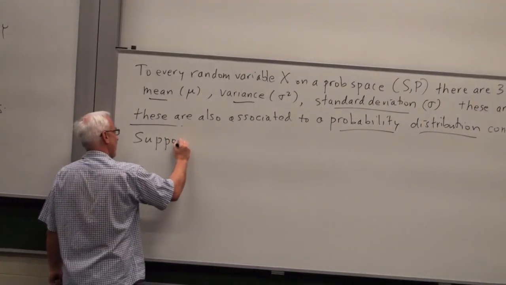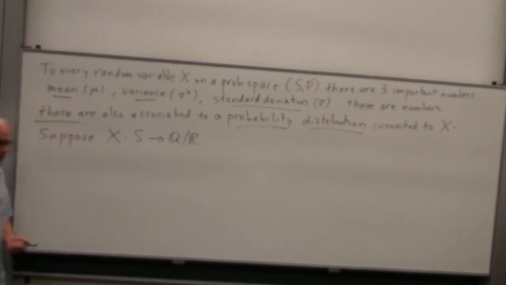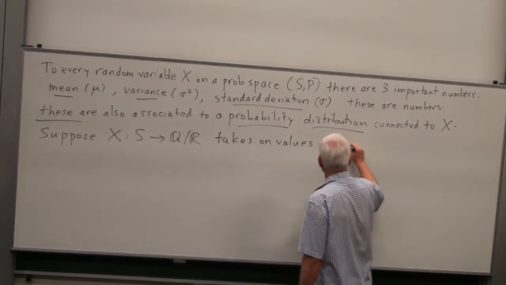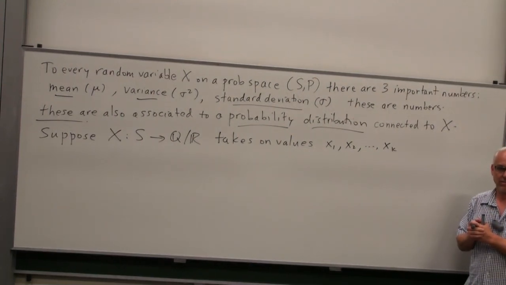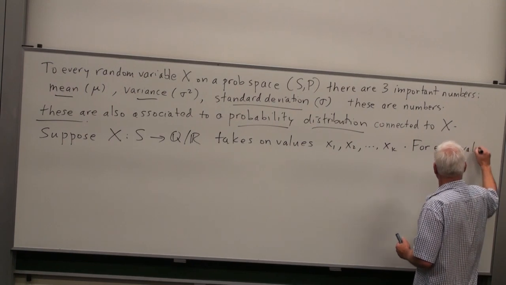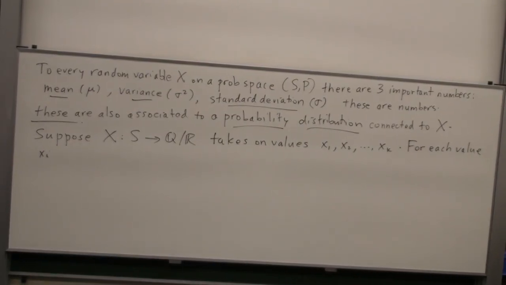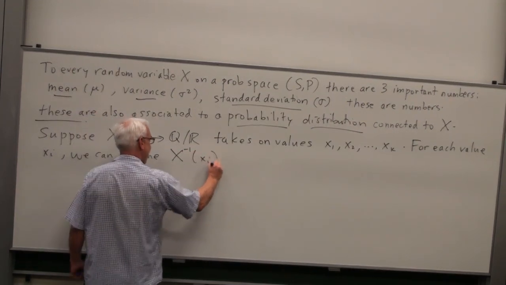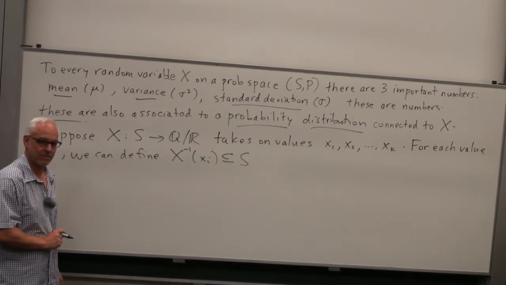All right, so let's suppose that our random variable x, which is a function from S to the rationals or the reals, takes on values, say x1, x2, up to xk. Those are the values that it takes on. For each value xi, we can associate a subset of the sample space. We can define x inverse of little xi. That's a subset of S, in other words, an event.